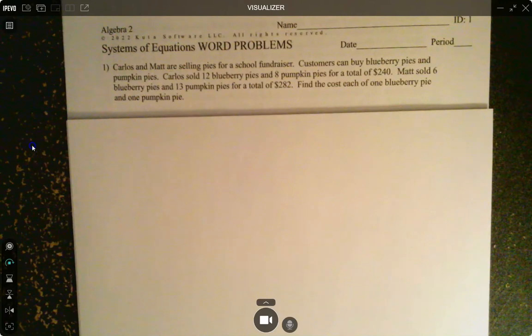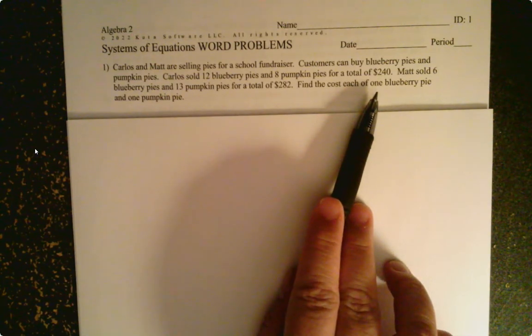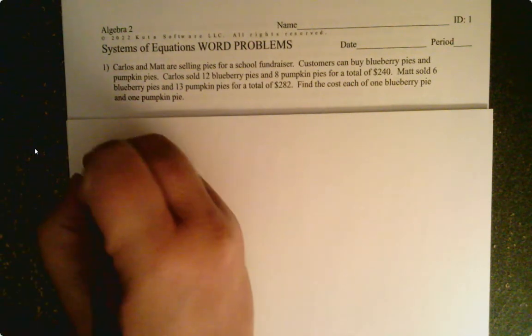So what's really different about the word problems than anything else we've done with systems of equations is pulling the equations out of the paragraph, okay? Once you've done that, then you have a problem just like any that you did where you used substitution, or any that you did where you used elimination, or any that you had where you used matrices. So let's look at number 1 here.